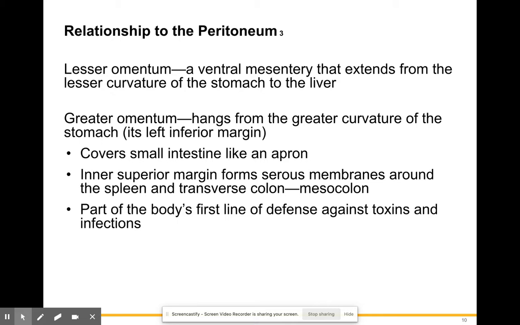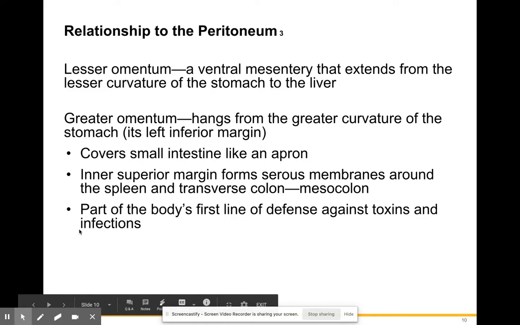The greater omentum is more like an apron. It hangs from the greater curvature of the stomach, and I'll show you what that means in a moment. It covers the entirety of the small intestine below the stomach, like an apron, like I said before. This is the body's first line of defense against toxins and infections. And let me show you a picture of it.